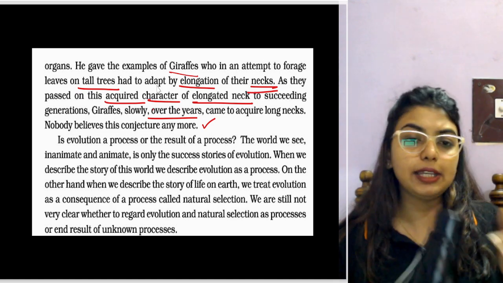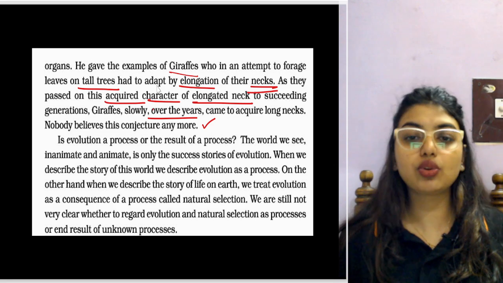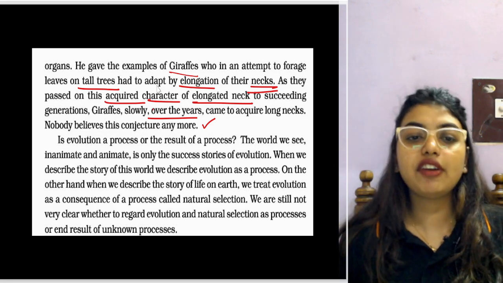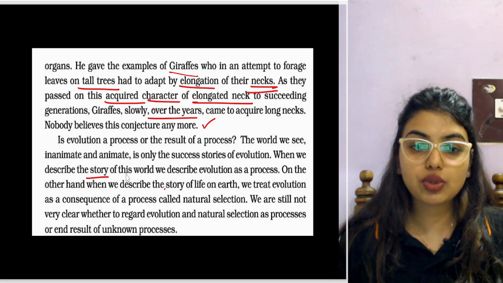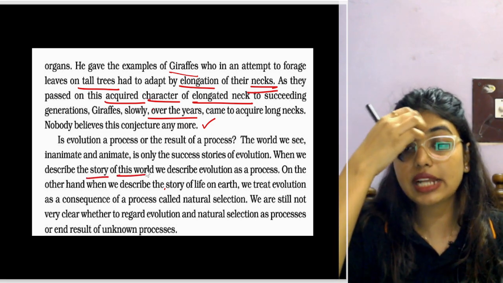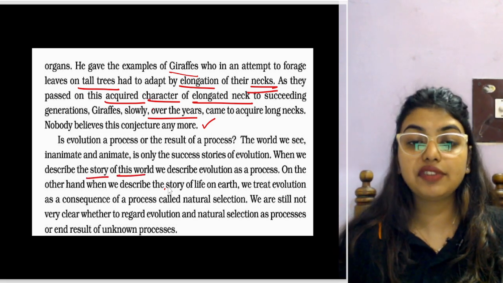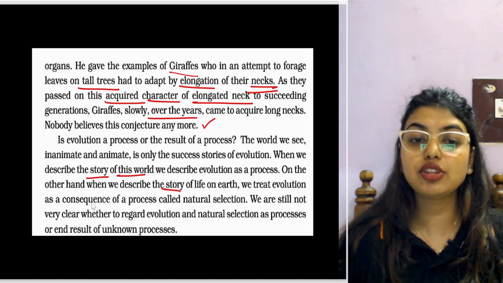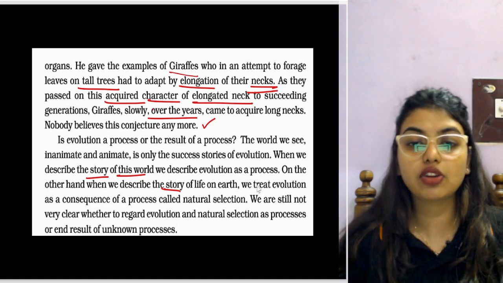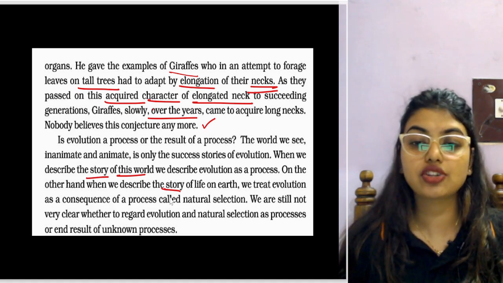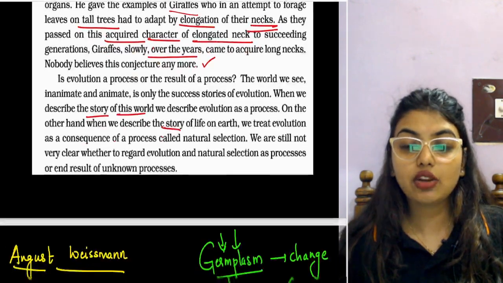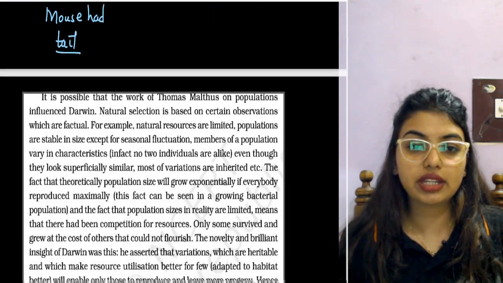The world we see, inanimate and animate, is only a success story of evolution. When we describe the story of this world, we describe evolution as a process. On the other hand, when we describe the story of Earth, we treat evolution as a consequence of a process called natural selection. We are still not very clear whether to regard evolution and natural selection as a process or the end result, unknown. Okay, some storytelling they've told to students.